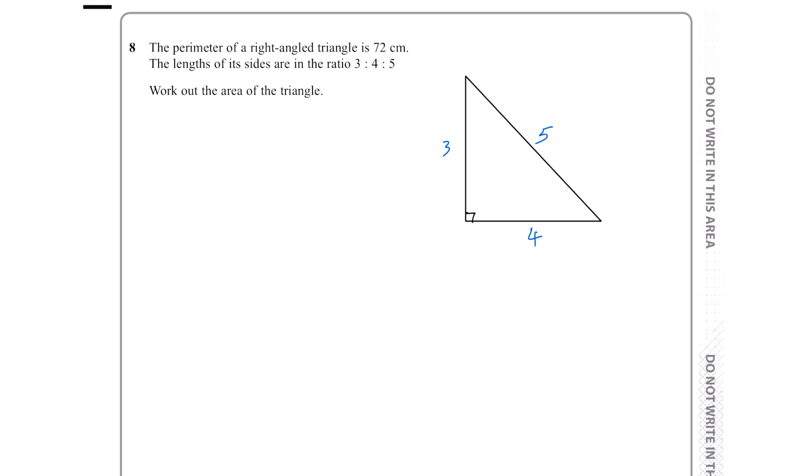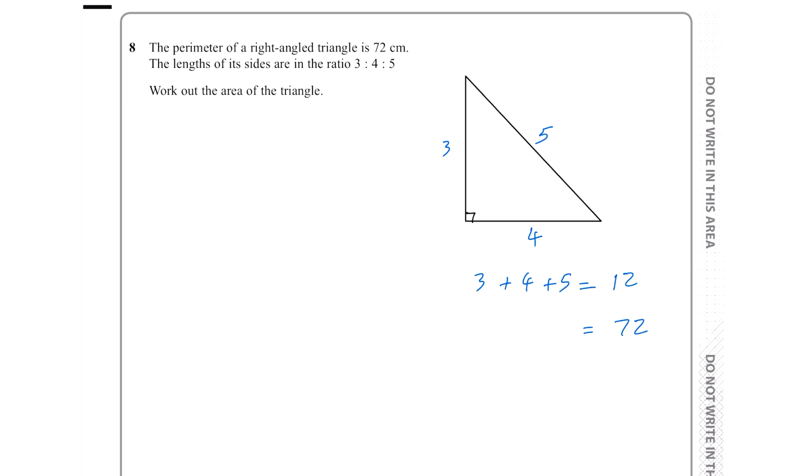So the perimeter of this triangle is 72. So let's use these ratios which we have for now. So we have 3 plus 4 plus 5. We know that 4 plus 5 is 9, 9 plus 3 is 12, so this equals 12. But they've told us the perimeter is 72. So now the question becomes, well, how do I go from 12 to 72?